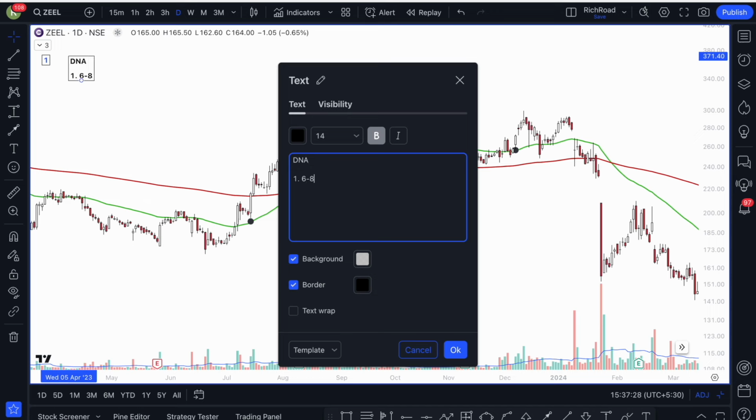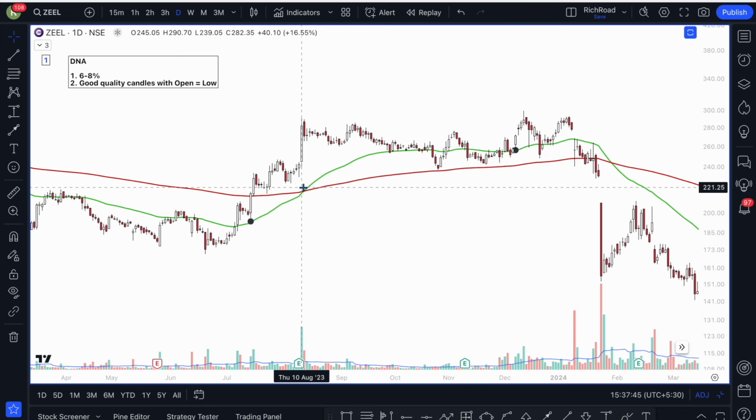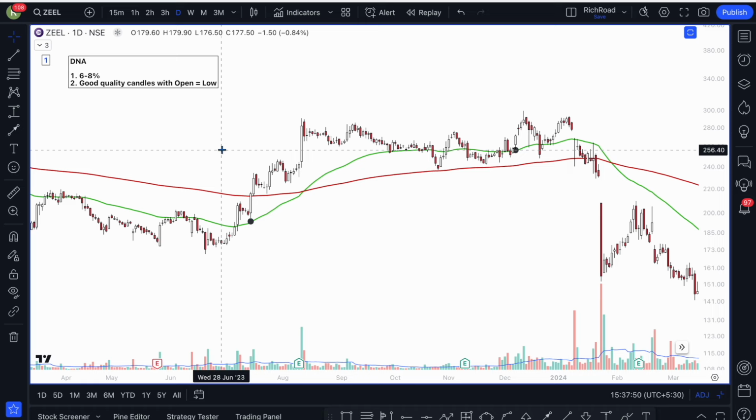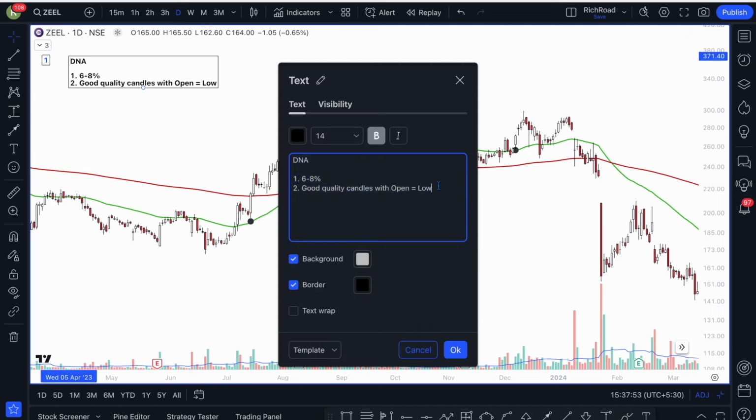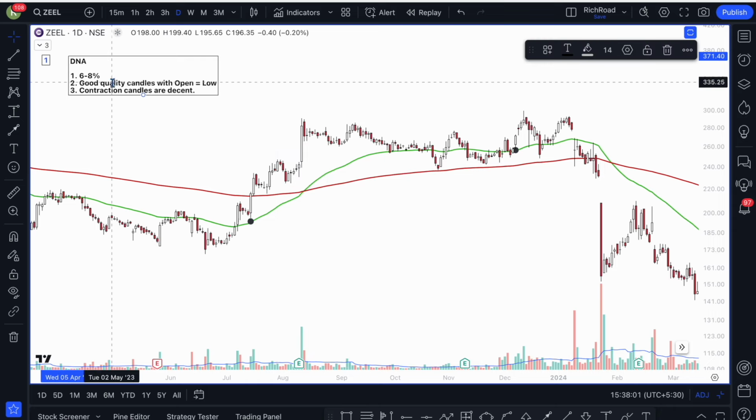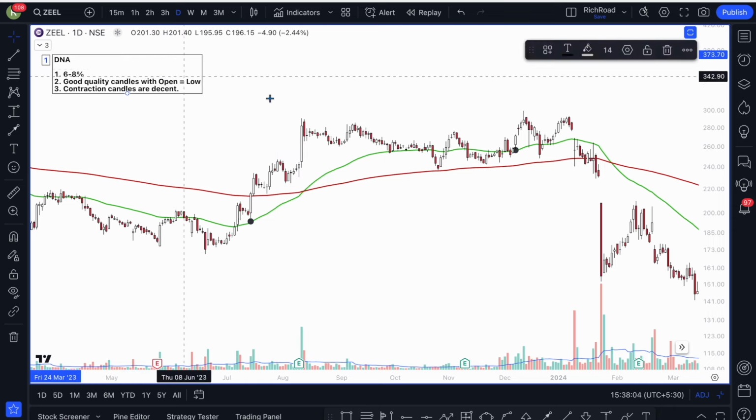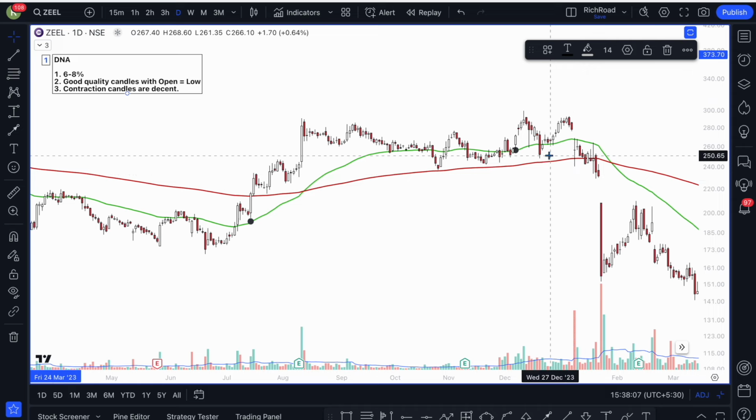The candles are 6 to 8%. Fine, and good quality candles, right? With open near to the low or equal to the low. Great, that's what we have noticed. And how about the contractions? Well, the contraction candles are just decent, just okay. Nothing too great, nothing too bad about them. So we'll note that. Okay, so I've taken a note of this. And what are we analyzing? We are analyzing what happened here, what was happening in this entire picture.